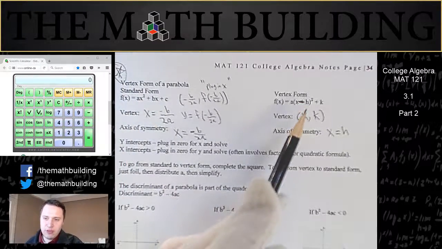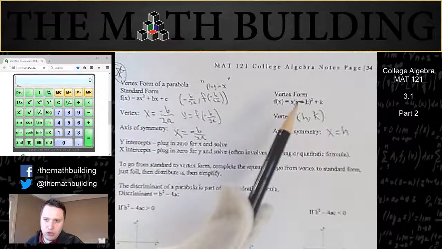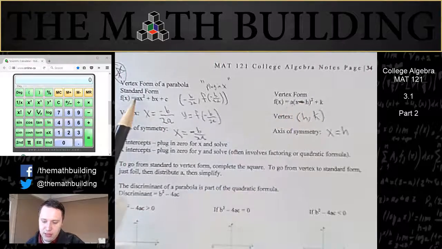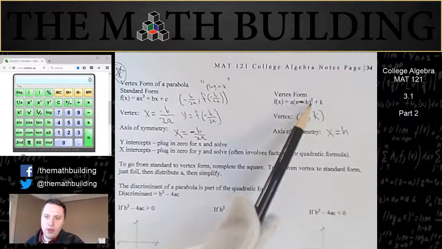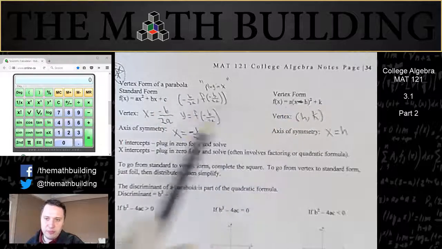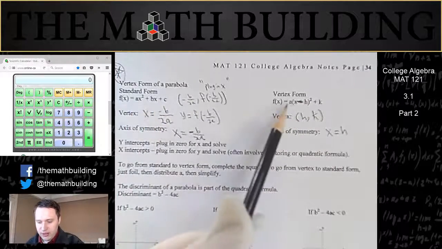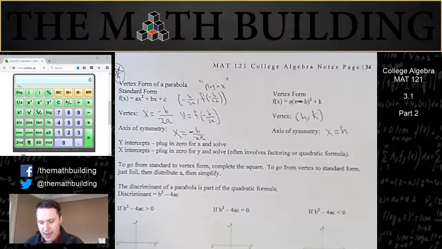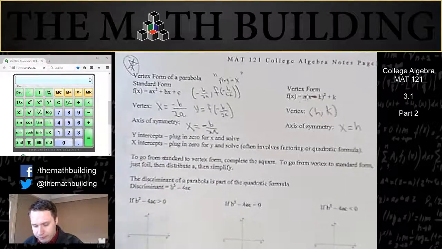The way you go from this form to this form is you FOIL this. Notice, by the way, that there's an a right there. So that is the same a as that a. The way to go from here to here is to FOIL this and simplify. The way to go from here to here is to complete the square, which we looked at a little bit, and we'll look at a little later.